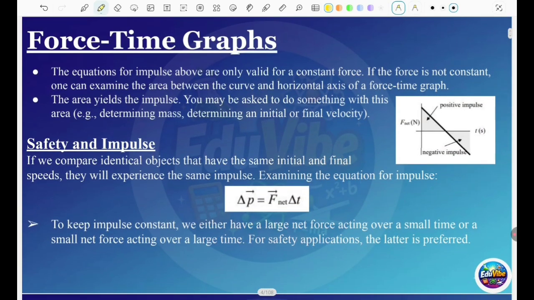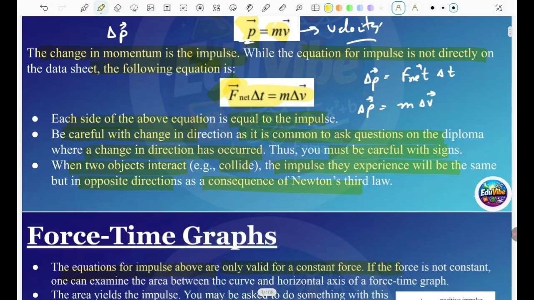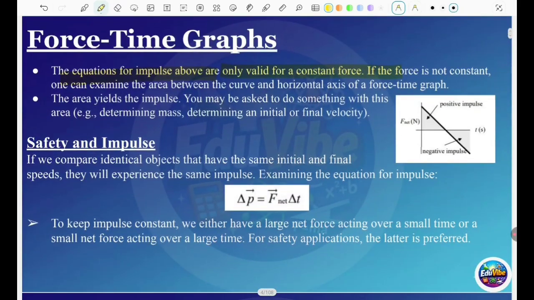Then we have the force-time graph, which is a very important graph. The equations for impulse above are only valid for a constant force. If you have a constant force, we can use the above equations. But if we don't have a constant force, we use the force-time graph. We can examine the area between the curve and the horizontal axis of a force-time graph. To find the impulse, you find the area between them. The area gives you the change in momentum, which is delta p.